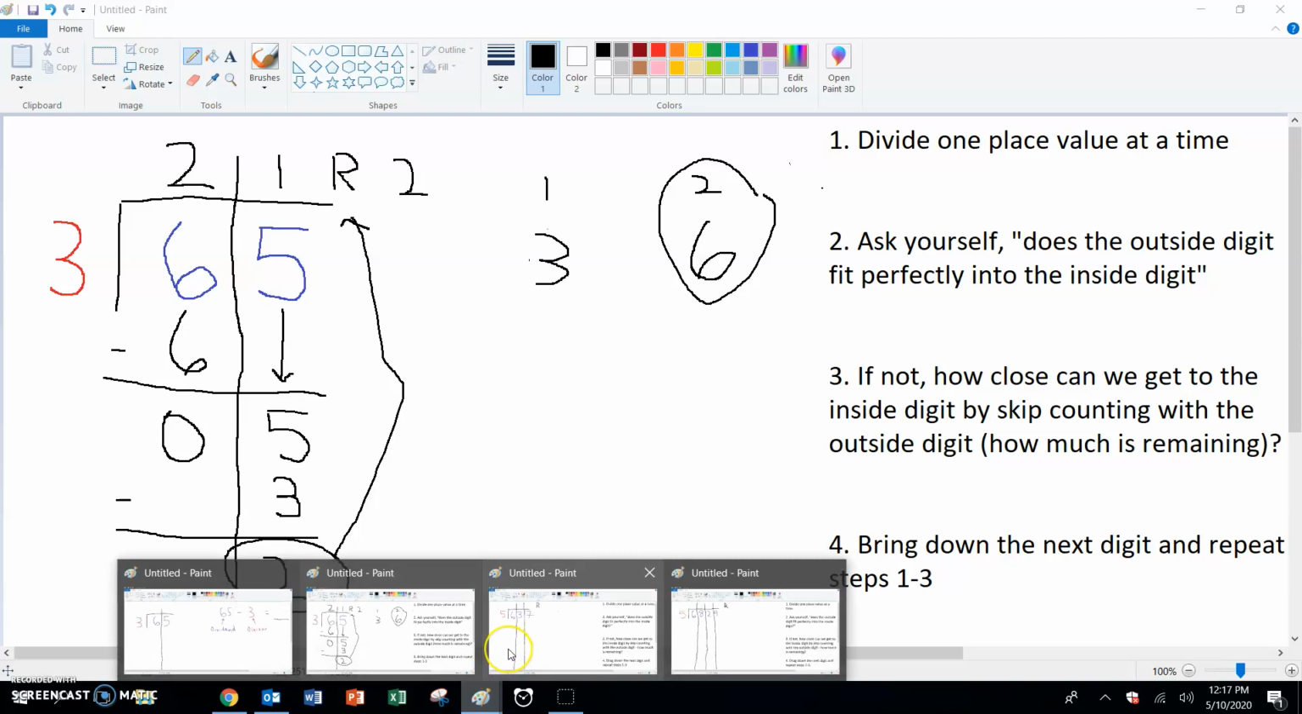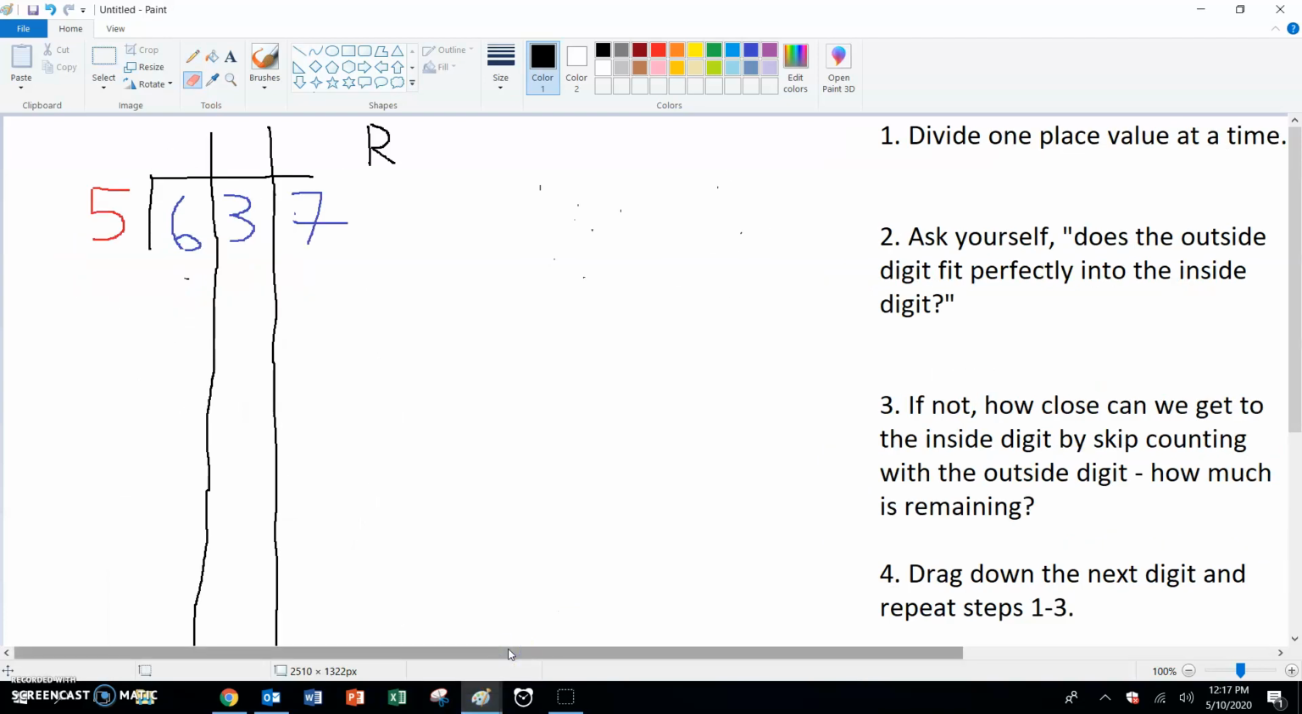Let's now look at a second example with a 3-digit dividend. Here we have 637 divided by 5. We start with 6. And then we ask ourselves, does the outside digit 5 fit perfectly into the inside digit 6? We can find this out by skip counting with 5. One group of 5 gives us 5. Two groups gives us 10.